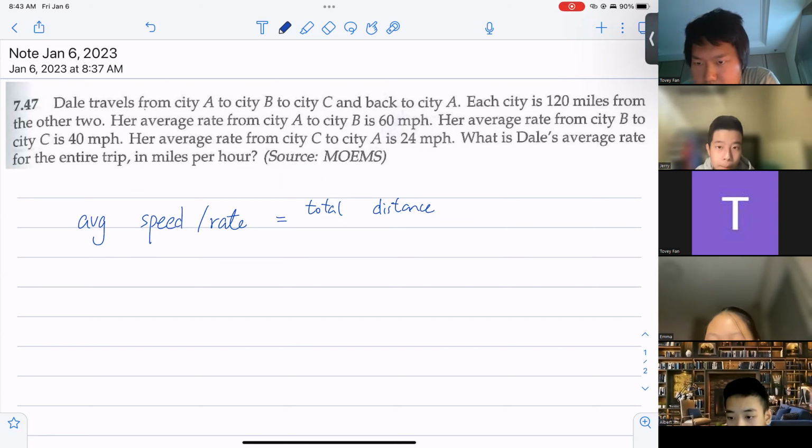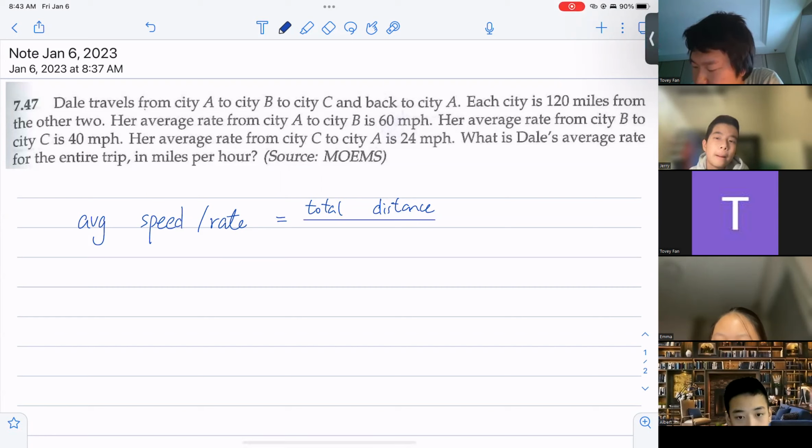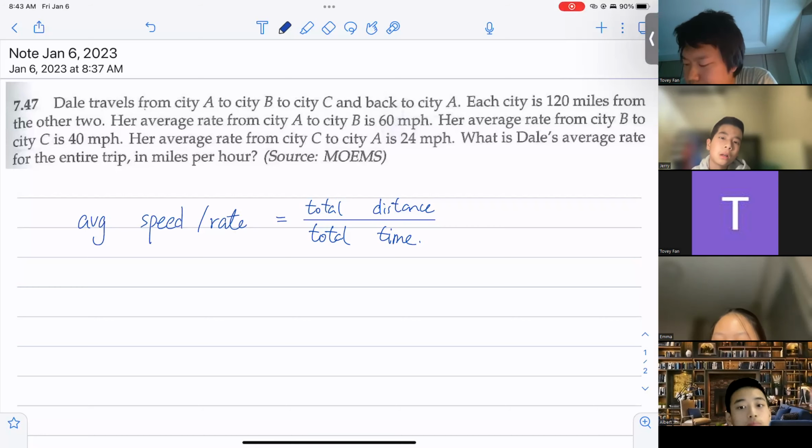Okay, so just to remind you, any question that asks for the average speed or the average rate of the trip, you have to find the total distance, and then you have to find the total time. Then total distance divided by total time will be your average speed. So let's see what the total distance is and what the total time is.